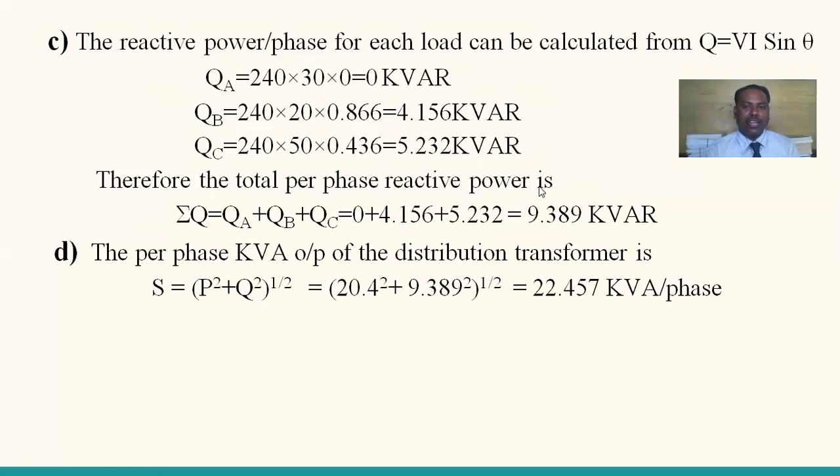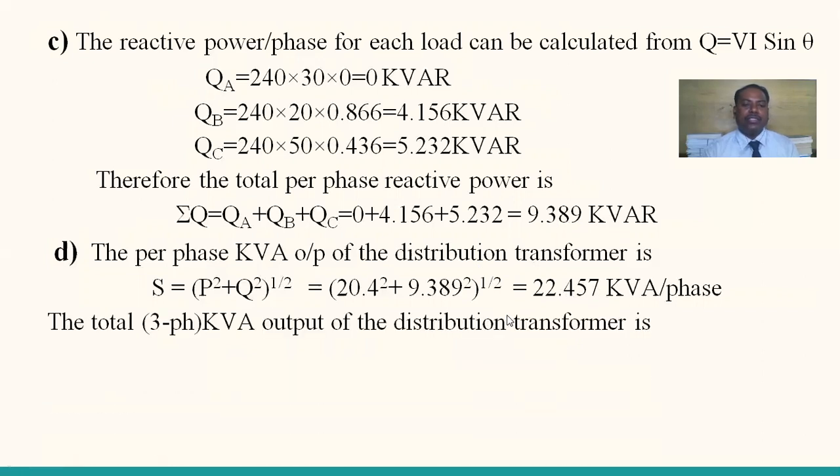The apparent power you can now calculate. The kVA output is nothing but the apparent power, which is a combination of real and reactive powers. S is equal to square root of P square plus Q square, otherwise P square plus Q square whole power half. P, the per phase real power, is 20.4 whole square plus per phase reactive power 9.389 whole square, whole power half. Therefore, the apparent power is equal to 22.457 kVA per phase.